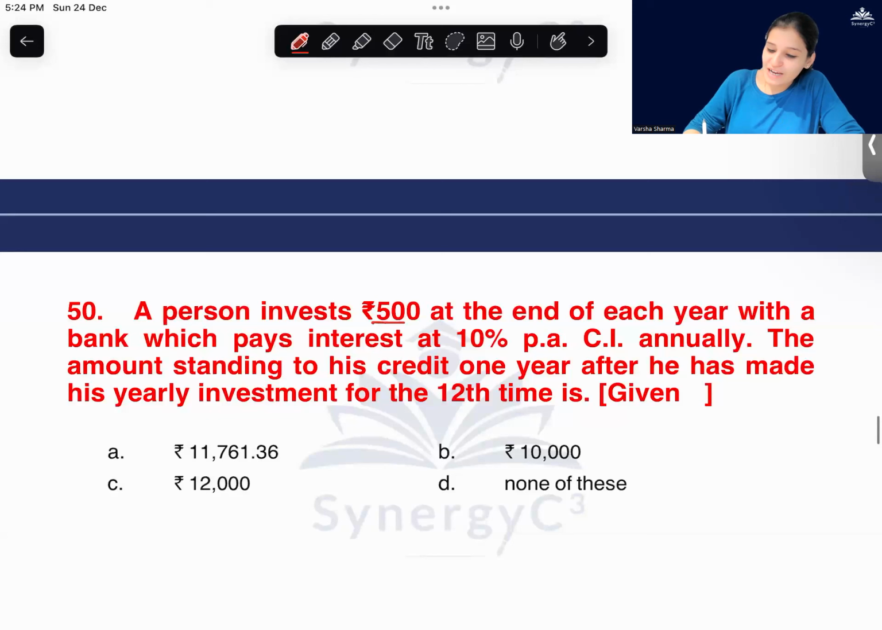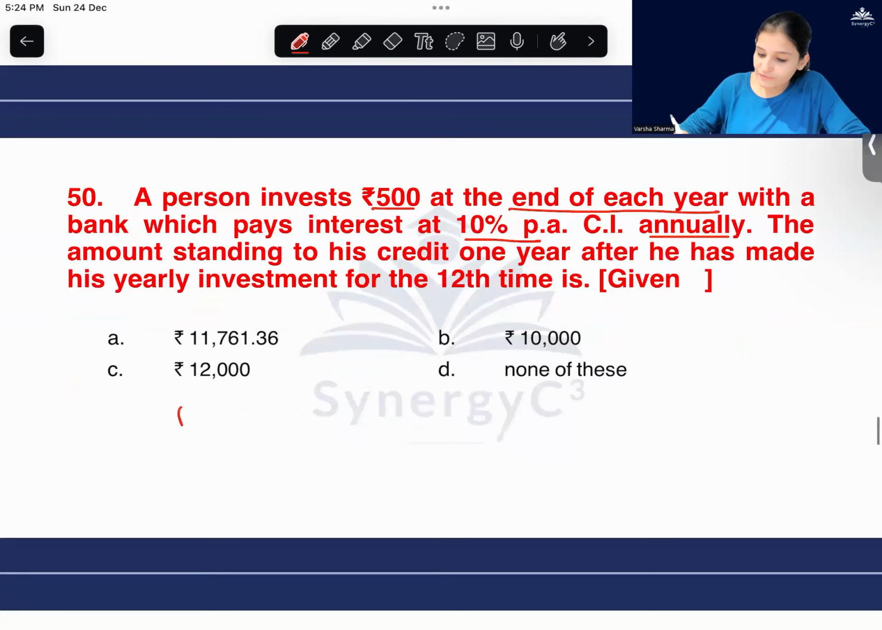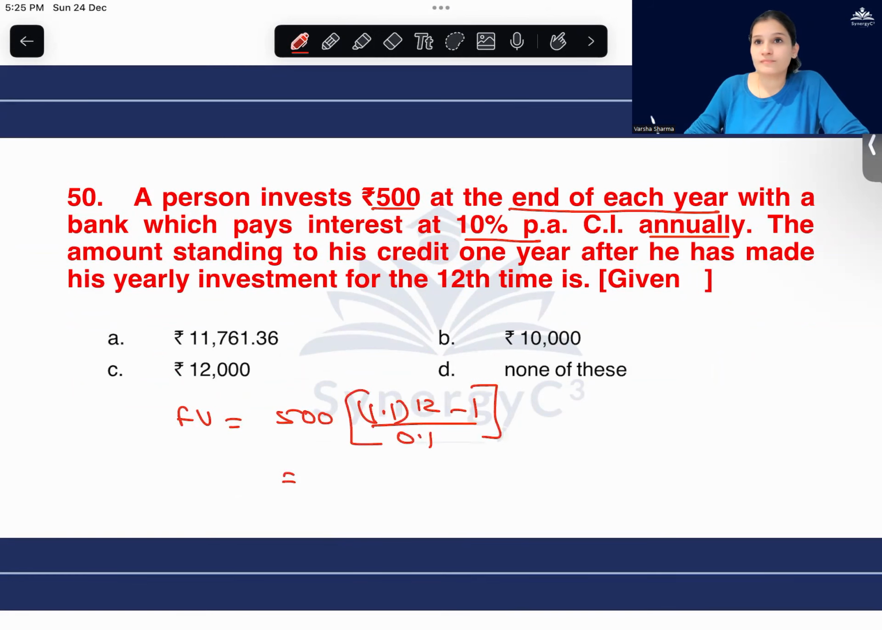A person invests rupees 5,000 at the end of each year. So annuity regular, which pays interest at 10% compounded annually. The amount standing to his credit 1 year after he has made the yearly installment for the 12th time. So first we are calculating the future value after I have made 12 investments. So for future value after 12 installments, 1.1 to the power 12 minus 1 upon 0.1. This is how much?